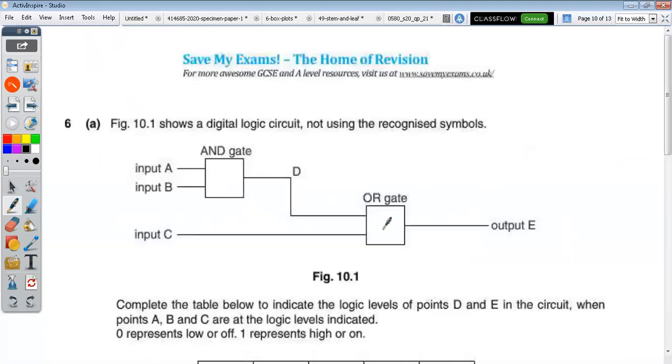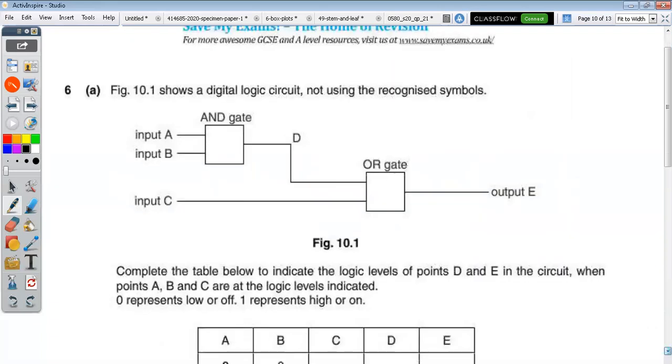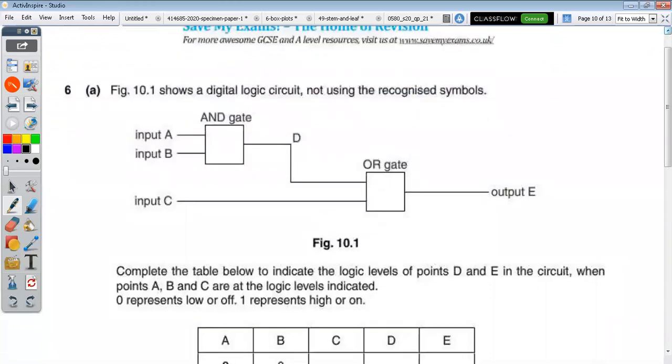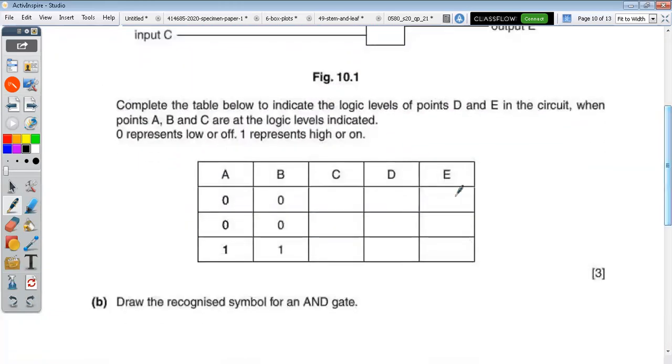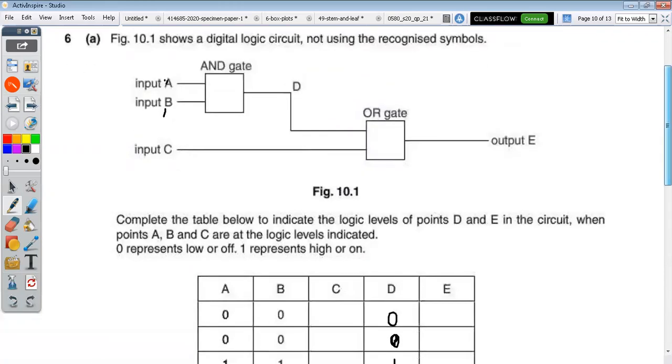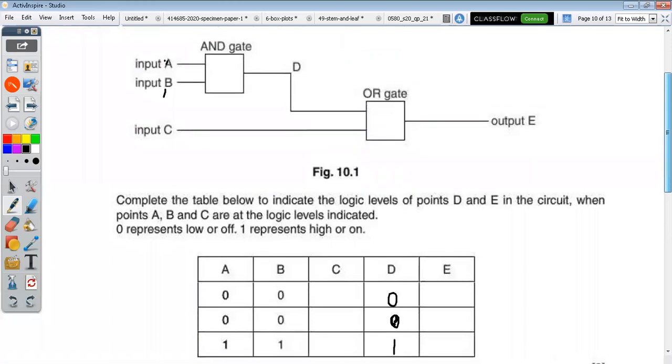Now you guess. The diagram shows a digital logic circuit, not using the recognized symbols. It's fine, they're not using the symbols, but they've told you that this is an AND gate. So we are ANDing A and B to get D. A and B, so 0, 0, 1. Remember, it's an AND gate. Clear now? One. Makes sense? Yes, sir.